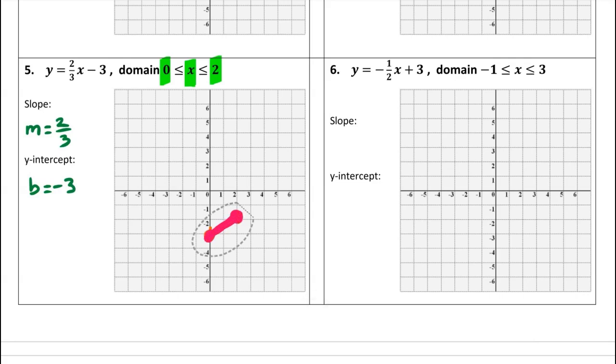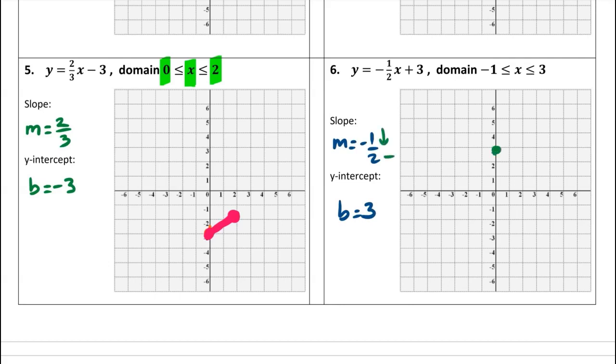Sorry, I make this quite big. Okay, that's it for number 5. Number 6. So m equal to -1/2, b equal to 3. So we begin at 3.